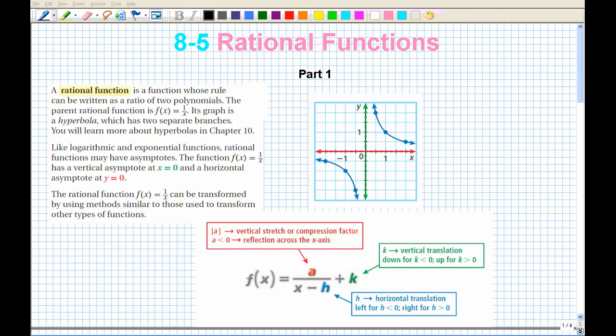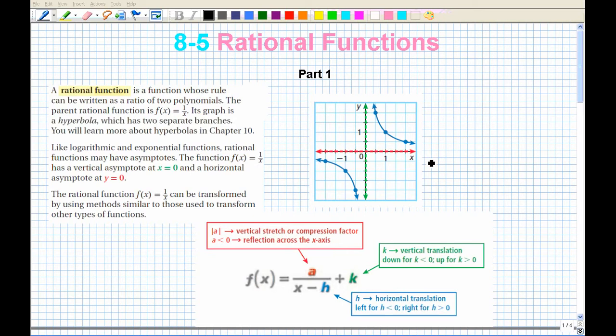Okay, so this first part is just out of your book. A rational function is a function whose rule can be written as a ratio of 2 polynomials, and its parent function is 1 over x. This shape of a graph is called a hyperbola, and it has 2 separate branches, and we'll talk more about that in chapter 10. So like log and exponential functions, rational functions may have asymptotes, and the function f of x equals 1 over x has a vertical asymptote at x equals 0 and a horizontal asymptote at y equals 0. So you can see in this picture here the vertical asymptote in green, that's x equals 0, and then the horizontal in red, that's y equals 0.